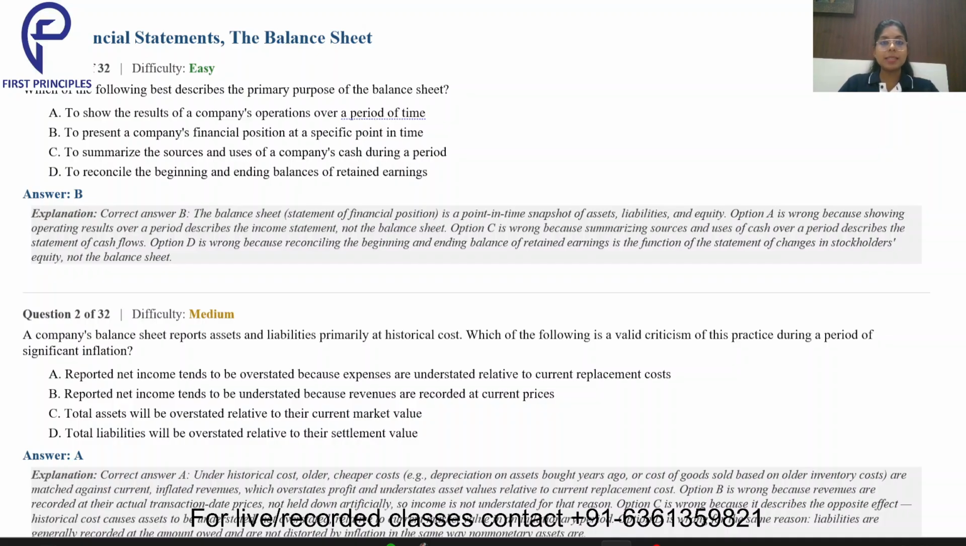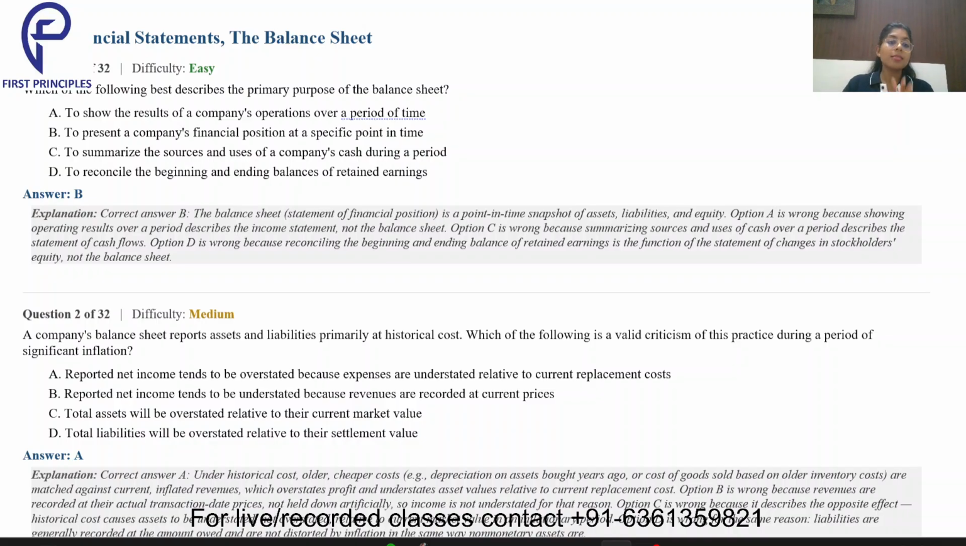Option B, to present a company's financial position at a specific point in time. Is the balance sheet prepared at a point in time? Yes, correct. So option B is going to be our correct answer. Let us see why options C and D are incorrect.